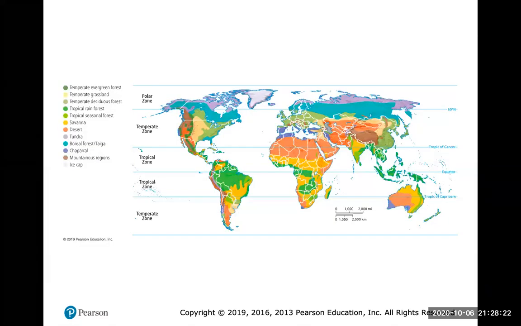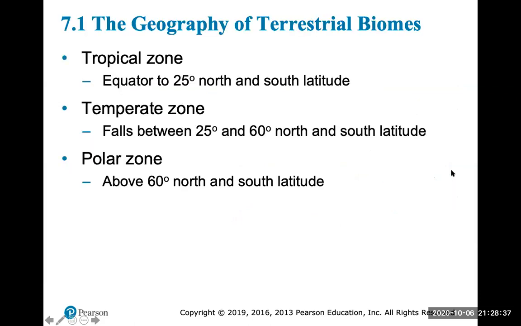So these are the different biomes and how they are dispersed throughout the world, and you can see them labeled here. You'll see a lot of the warmer biomes towards the equator, and then the cold, wet biomes further away from the equator. The tropical zone is the equator to 25 degrees north and south of that, in latitude. The temperate zone falls between 25 and 60 degrees north and south latitude, and the polar zone is even further north, above 60 degrees.